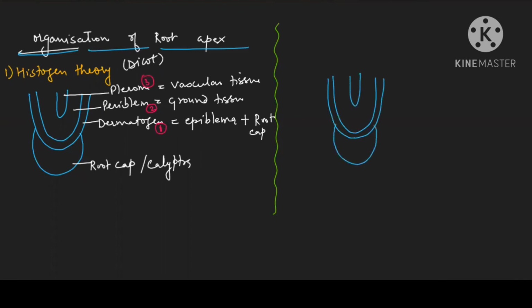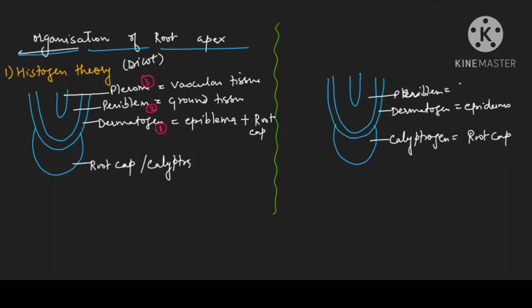Now this is going to be given by the calyptrogen. Calyptrogen will give rise to root cap. Dermatogen will give rise to epidermis. Periblem will give rise to ground tissue, sorry, it will give rise to ground tissue. And plerome will give rise to vascular tissue.